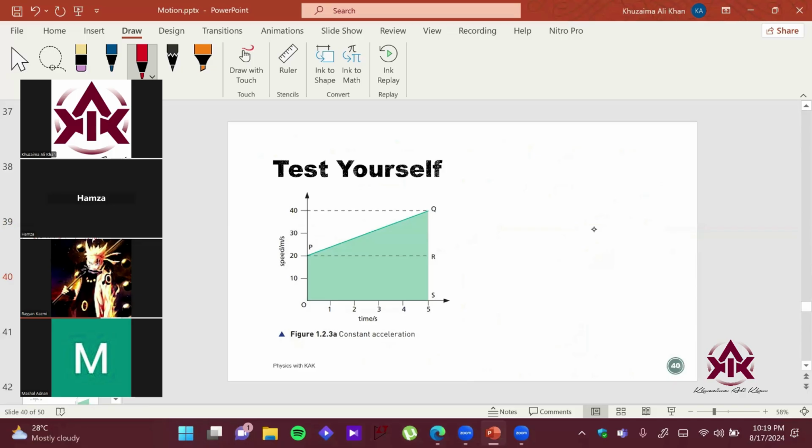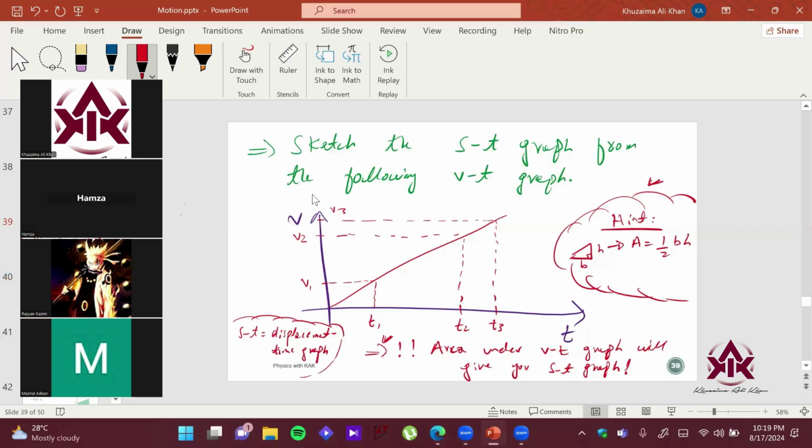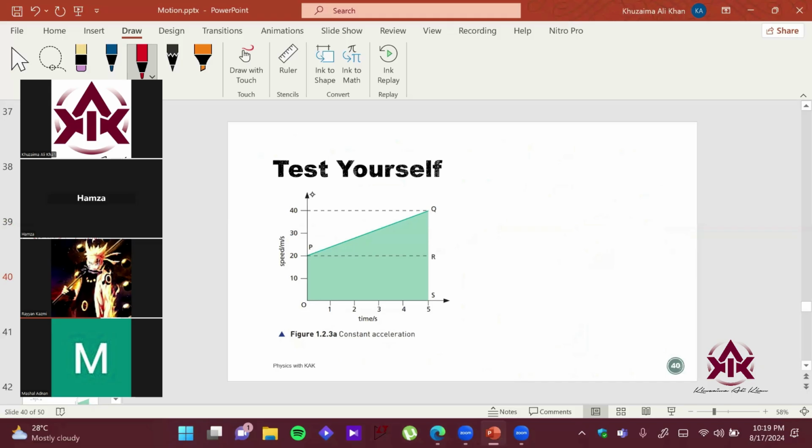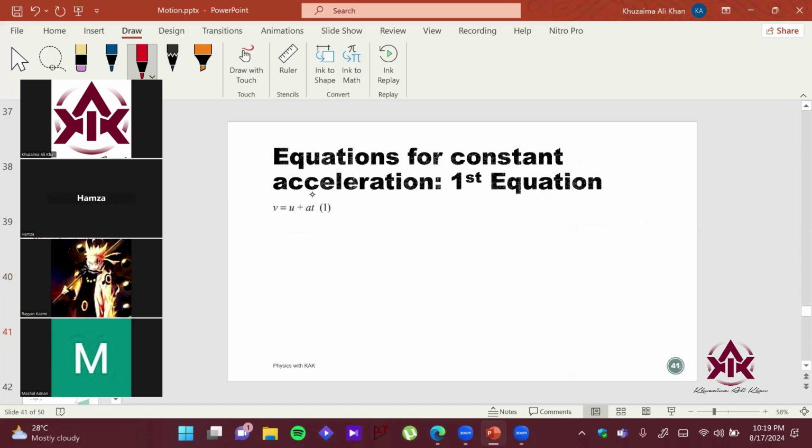Since you have already been given the homework for the same scenario, you can just skip this. This is the same question that I gave you last time, just a different one, the same scenario. Okay, so now let's start deriving the equations.